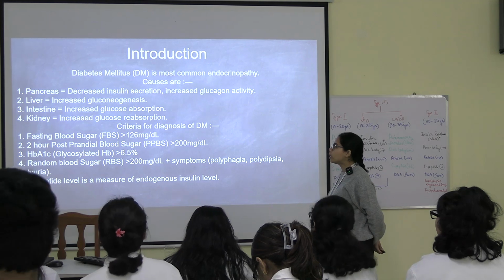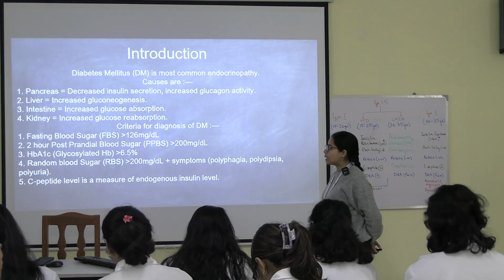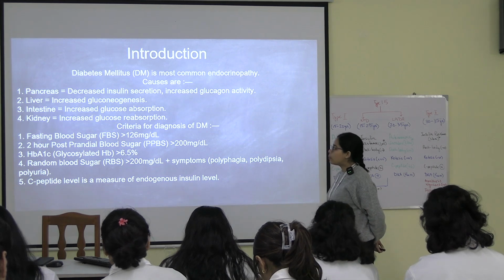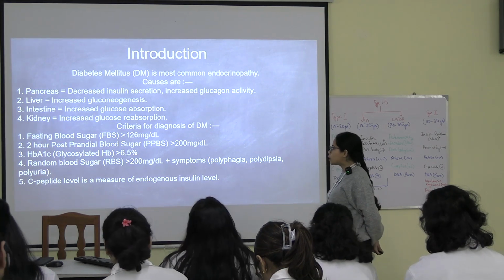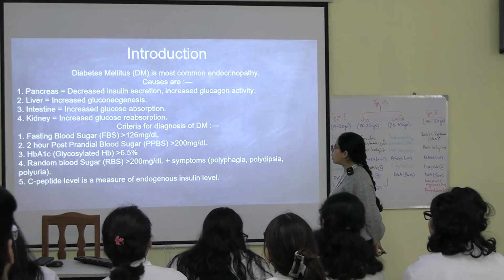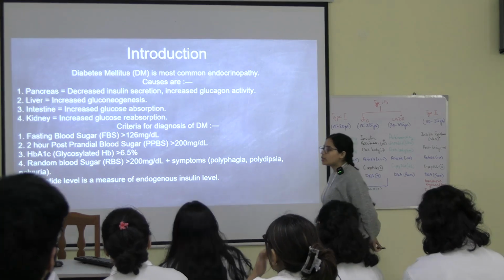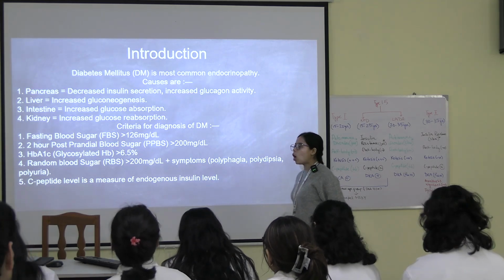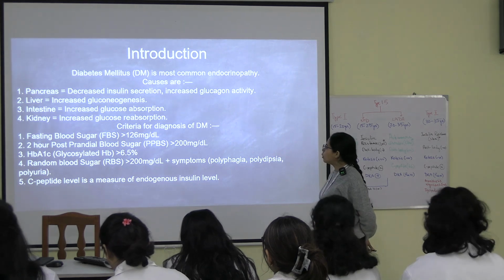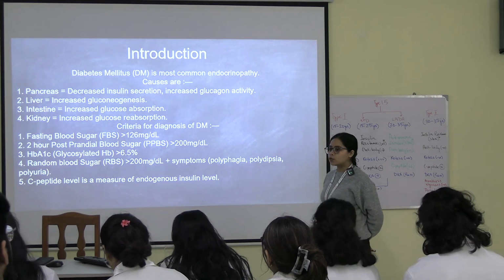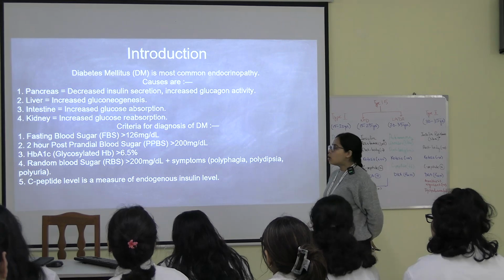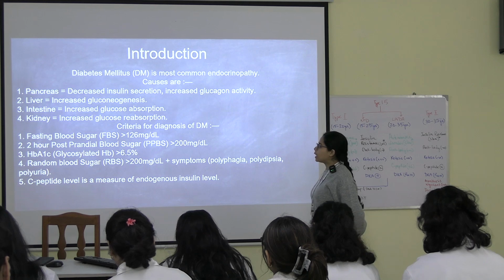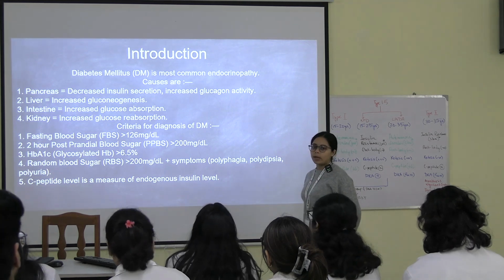Now, the causes could be related to 4 organs: pancreas, liver, intestine and kidney. In the pancreas, decreased insulin secretion or increased glucagon activity. Now, the pancreas has 2 types of cells, alpha and beta cells. Alpha cells release glucagon and beta cells release insulin and the C-peptide. So decreased insulin secretion or increased glucagon activity can ultimately lead to diabetes mellitus.